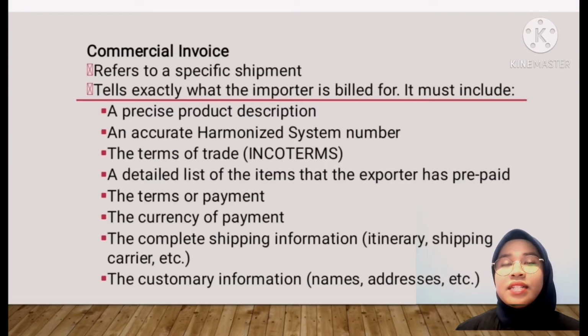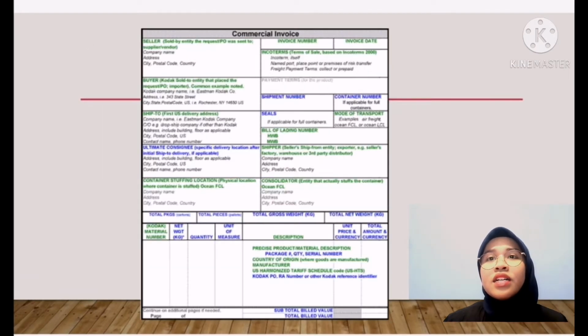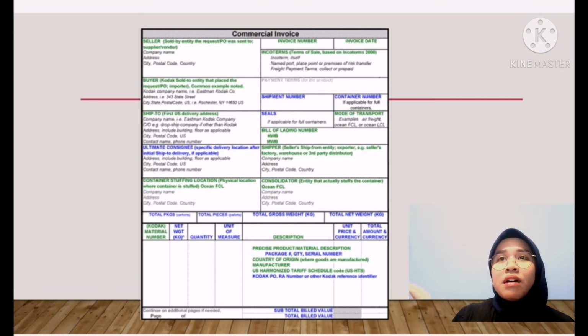Next is invoices. A commercial invoice refers to a specific shipment, and it tells exactly what the importer is billed for. It must include the customary information such as name, address, the terms of payment, the currency of payment, the terms of trade, which is Incoterms, and also the complete shipping information and others. So here's an example of a commercial invoice. There is a description, the unit price, currency, total amount, invoice number, and also invoice date.